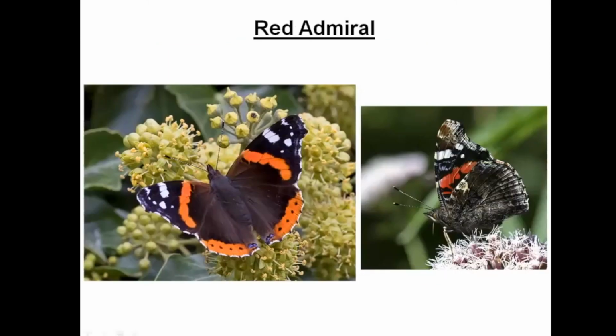Next butterfly is a Red Admiral. Again, this surprises some people, but this is mainly a migrant. It comes in, so you don't normally see Red Admiral, certainly in any great numbers, until, again, July. The numbers peak sort of August, September.